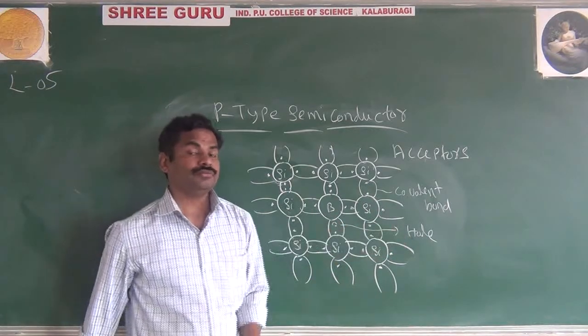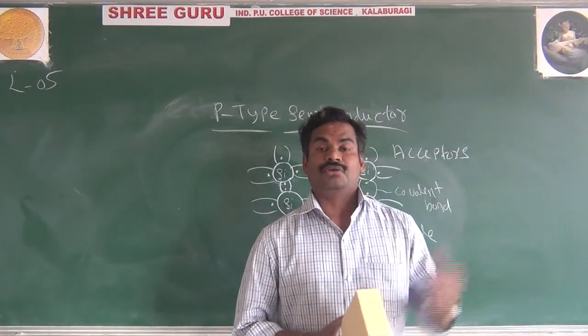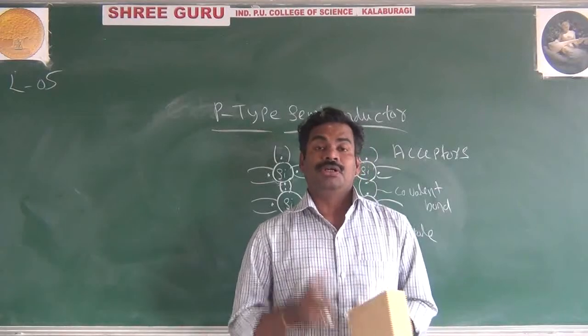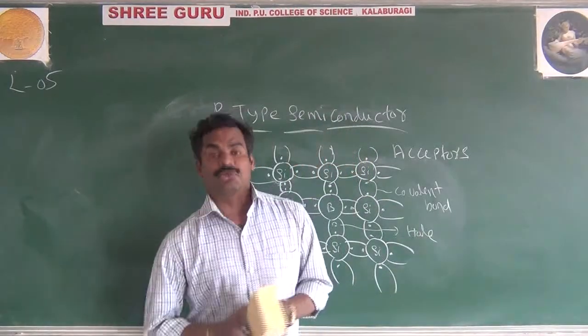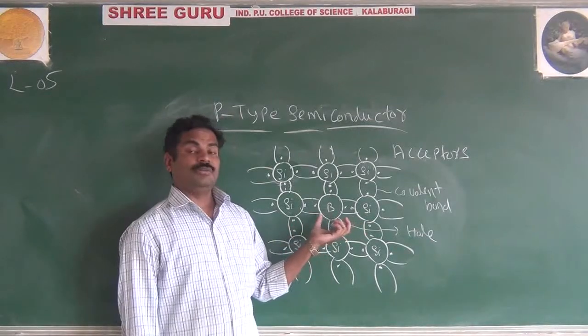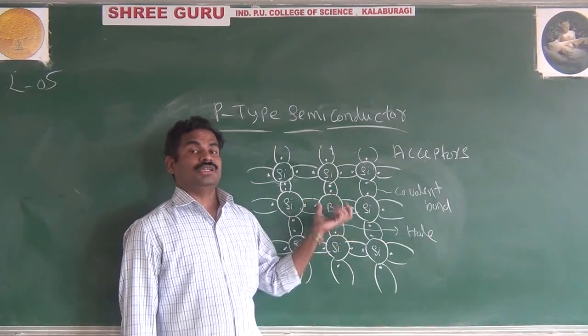It means whenever you add more trivalent impurities to a pure semiconductor, we can generate more holes. That's why in the p-type semiconductor, the majority carriers are holes.